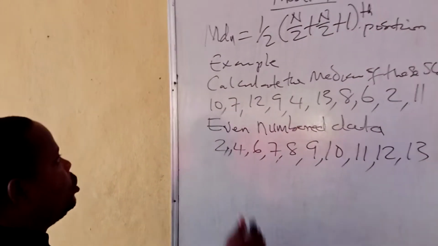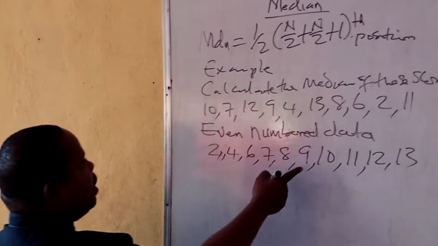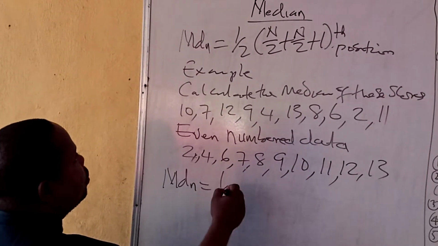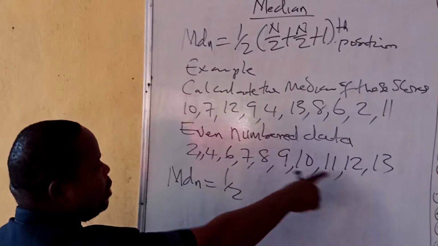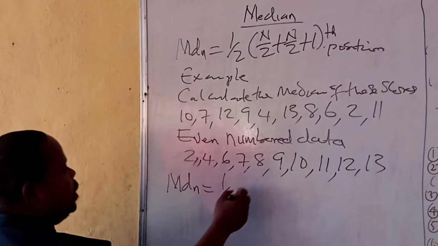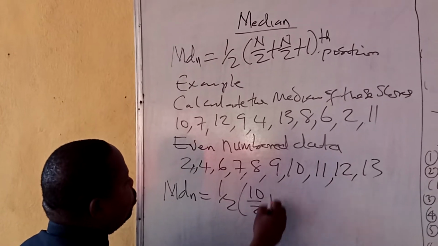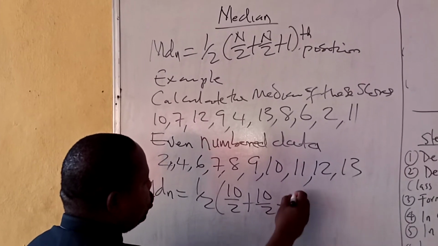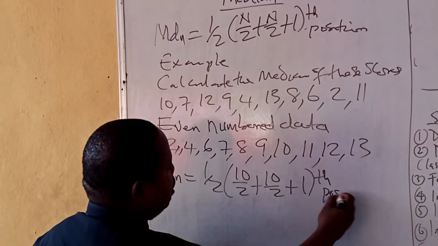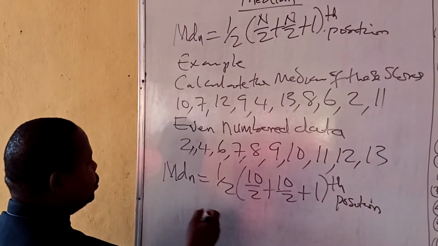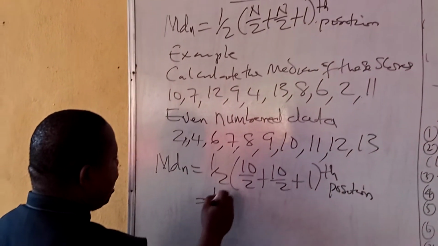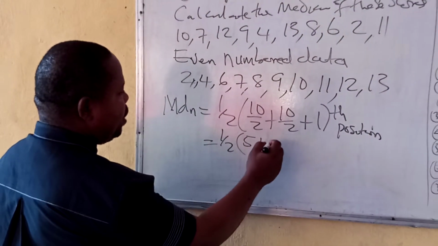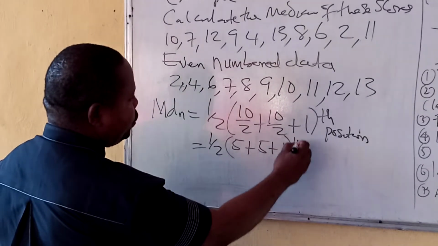And what do you do again? You bring down this formula. And remember that we have 10 scores here. MDN is equal to 1 over 2. Look at the formula. Anywhere you see n, remember the number of scores is 10, so anywhere you see n, write 10. So here you have 10 over 2 plus, these figures are already in the formula, 10 over 2 again plus 1 position. Now, what you have is half into 5, since 10 divided by 2 is 5, 10 divided by 2 is 5 again, plus 1 position.